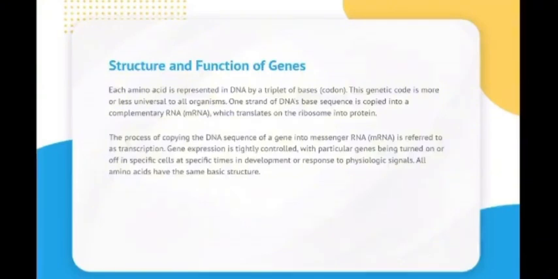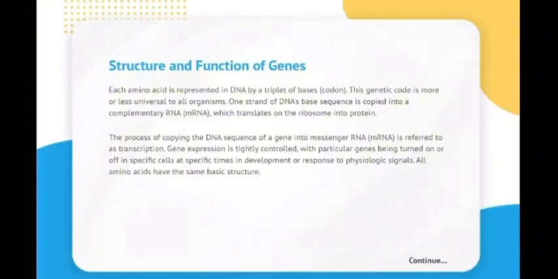One strand of DNA's base sequence is copied into a complementary RNA, mRNA, which translates on the ribosome into protein. The process of copying the DNA sequence of a gene into messenger RNA, mRNA, is referred to as transcription. Gene expression is tightly controlled, with particular genes being turned on or off in specific cells at specific times in development or response to physiologic signals.